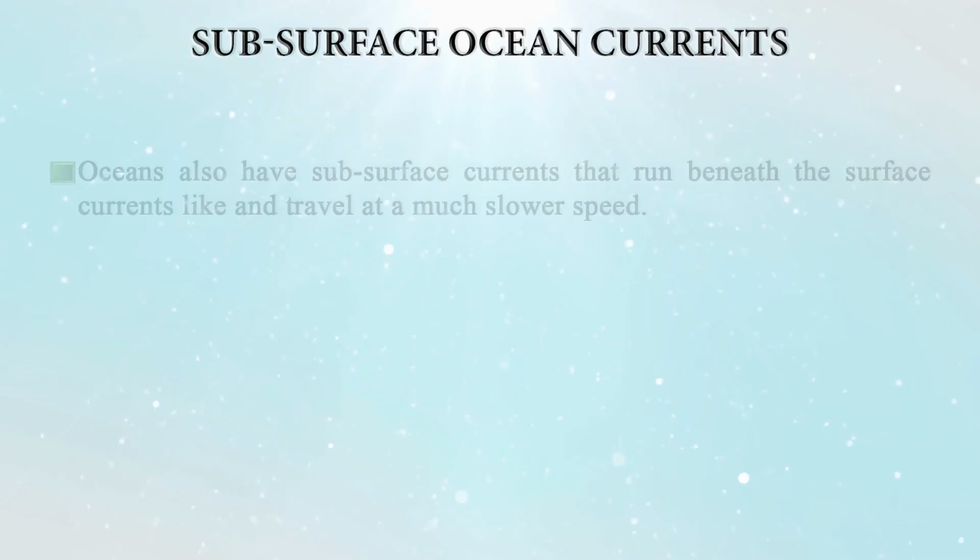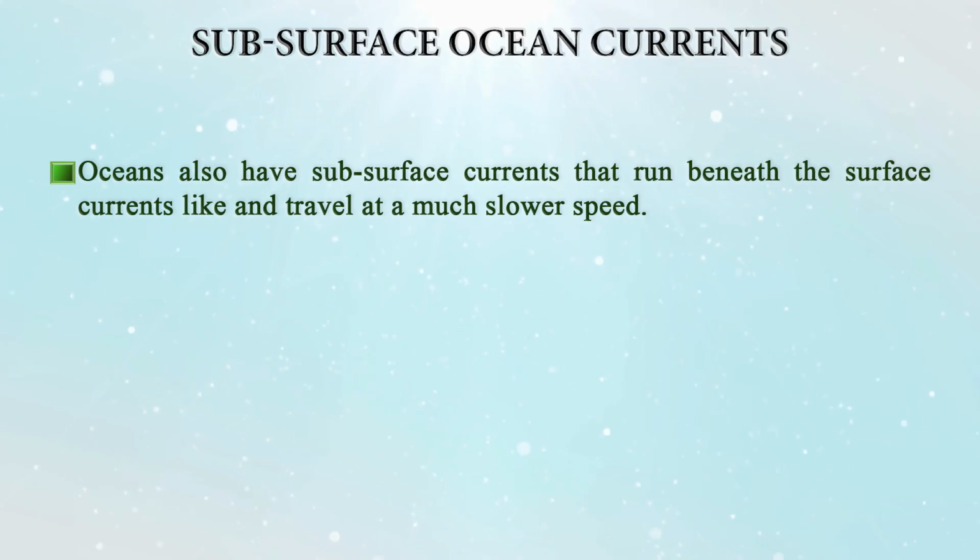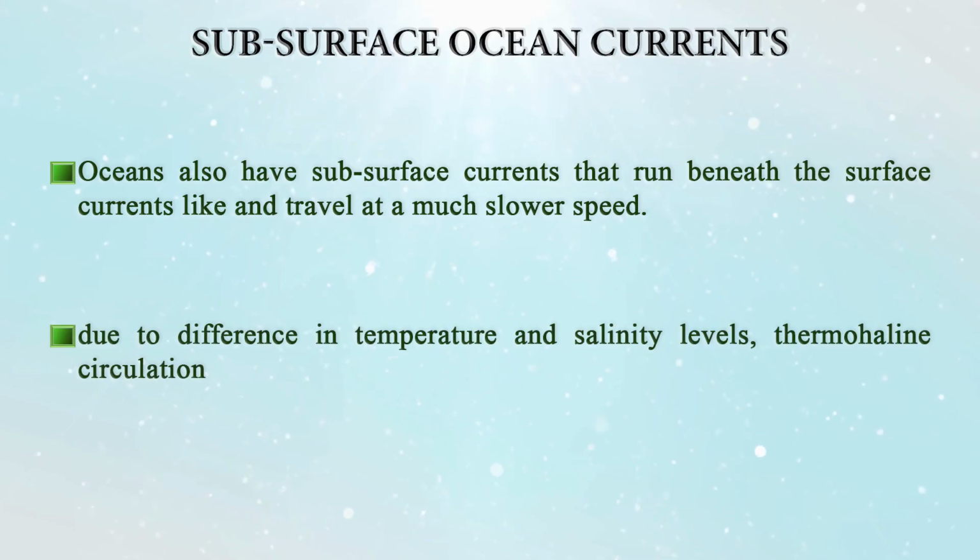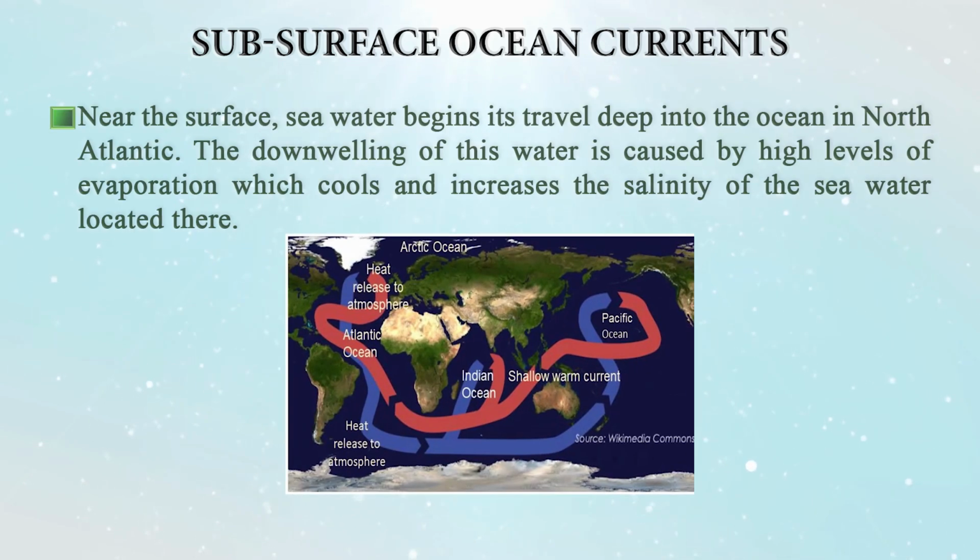Now let us come to the subsurface ocean currents also. Oceans have subsurface currents that run beneath the surface and travel at a much slower speed, and this subsurface current is driven by temperature and salinity differences, and therefore this is called thermohaline circulation, because thermo is related to temperature and haline is related to the salinity conditions. Near the surface, you can see in this map that sea water begins its travel deep into the ocean in North Atlantic.